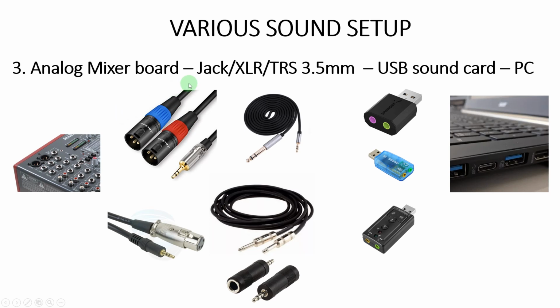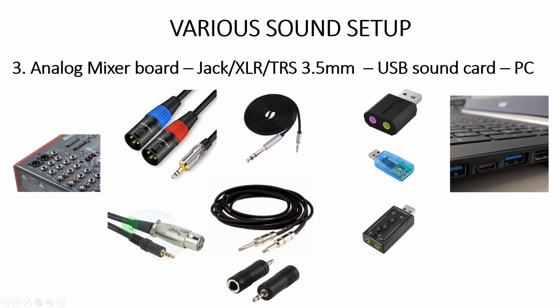So we have analog mixer board, jack or XLR, TRS 3.5mm jack cable, and then USB sound card. So we have a setup like this, and then you have your XLR or jack aux output from your mixer board. Okay, so this is a mixer board. You can use any of these cables to pick sound from the out level of your mixer board, and then your 3.5mm cable, that is the mini jack, you connect it directly to your sound card, and then your sound card to your PC. So now let's come to this cable.